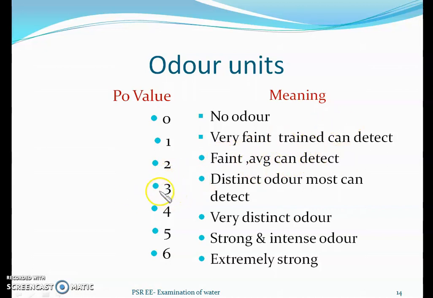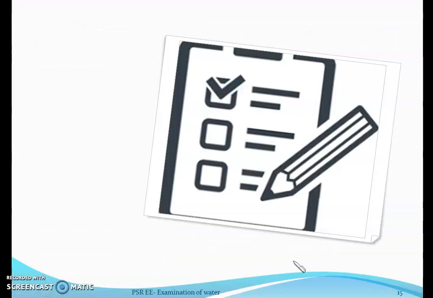If the PO is 3, then it is a distinct odor, and more than 70% of people can identify it. If it is 4, it is a very distinct odor, and beyond these levels we can't use that water. If it is 5, a strong and intense odor will come, and at 6 it is extremely strong. Up to this extent we can use, but beyond 3 we can't use it. It's not suggestible. If you have any doubts in these three tests, we can discuss in the class. Thank you.